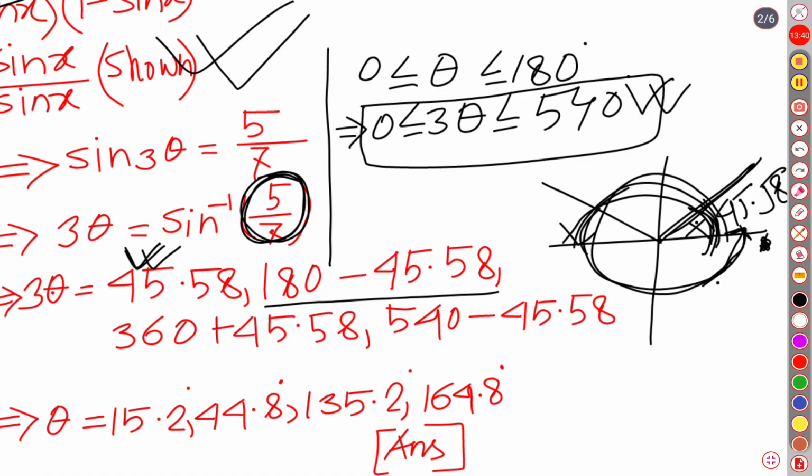Then again we can move on to the second quadrant. So if we move on to the second quadrant, up to this it is 360, so up to this it is going to be 540. That means a total of 6 quadrants: here 4 quadrants, here 5, here 6. So from 6 quadrants we will subtract only this angle. Okay, this angle should be subtracted, this is 45.8. So what are we going to get if we subtract 45.8 from 540?